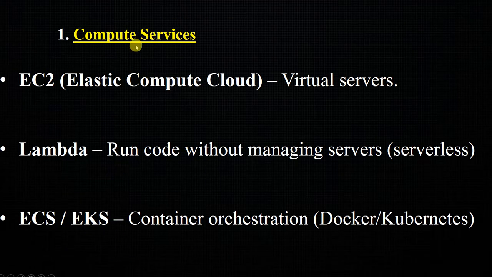So for the computing services, Amazon uses EC2, which stands for Elastic Compute Cloud. Definitely, they are virtual servers. We'll dive deep into this in our subsequent videos. So for computing services, Amazon also uses Lambda and ECS or EKS.